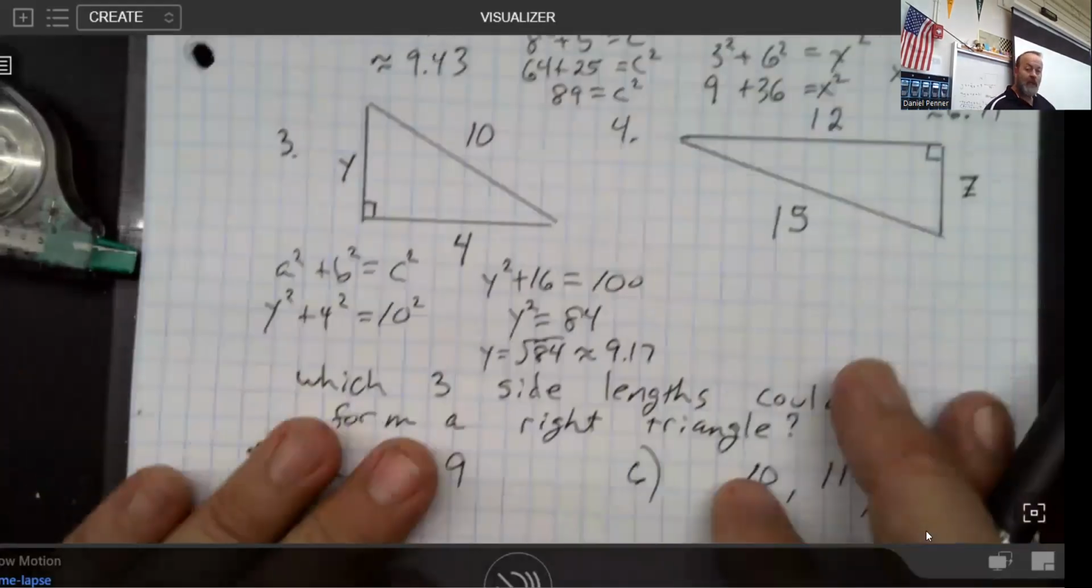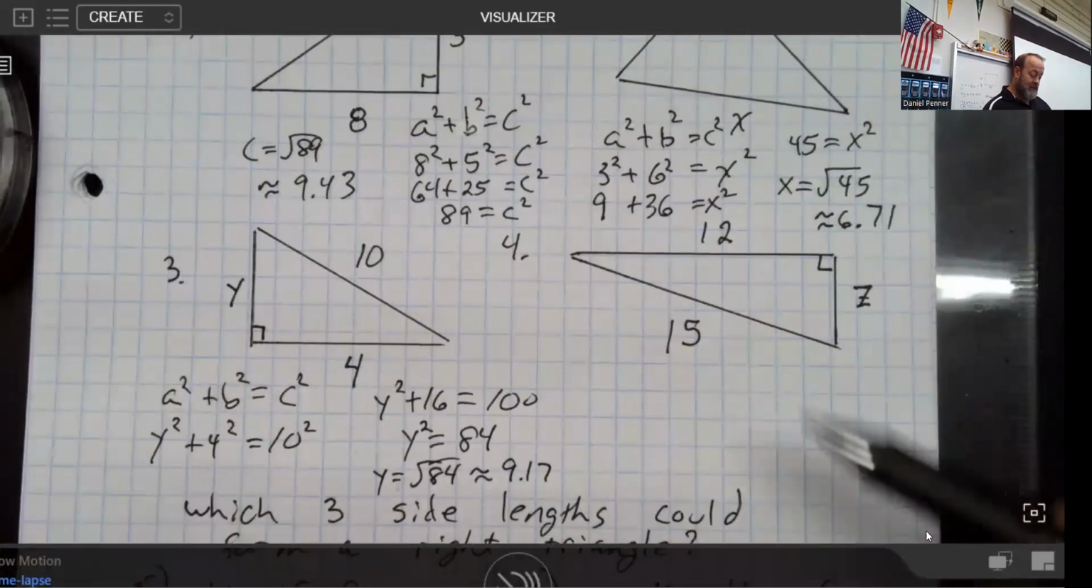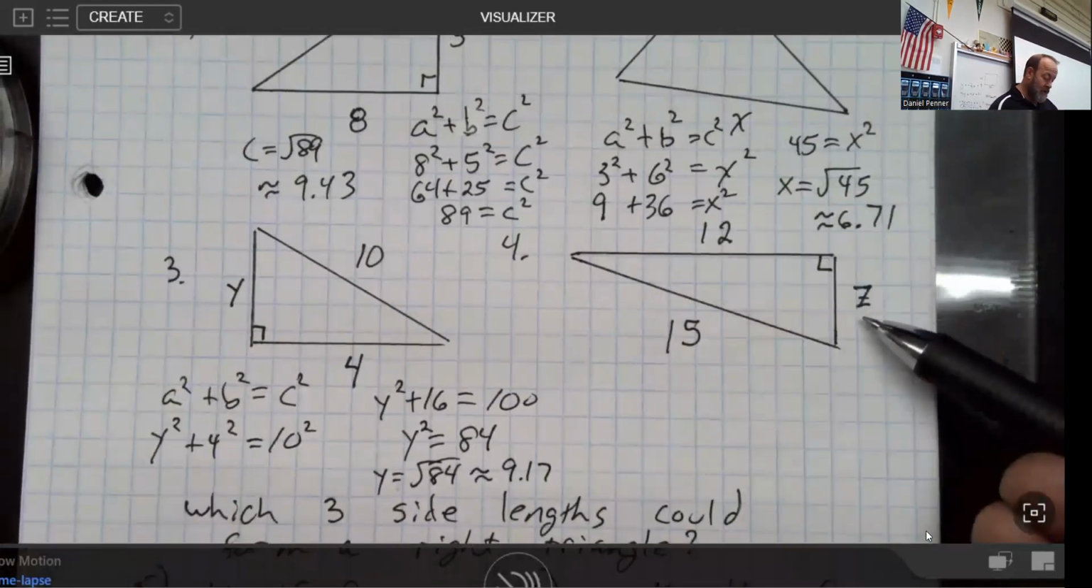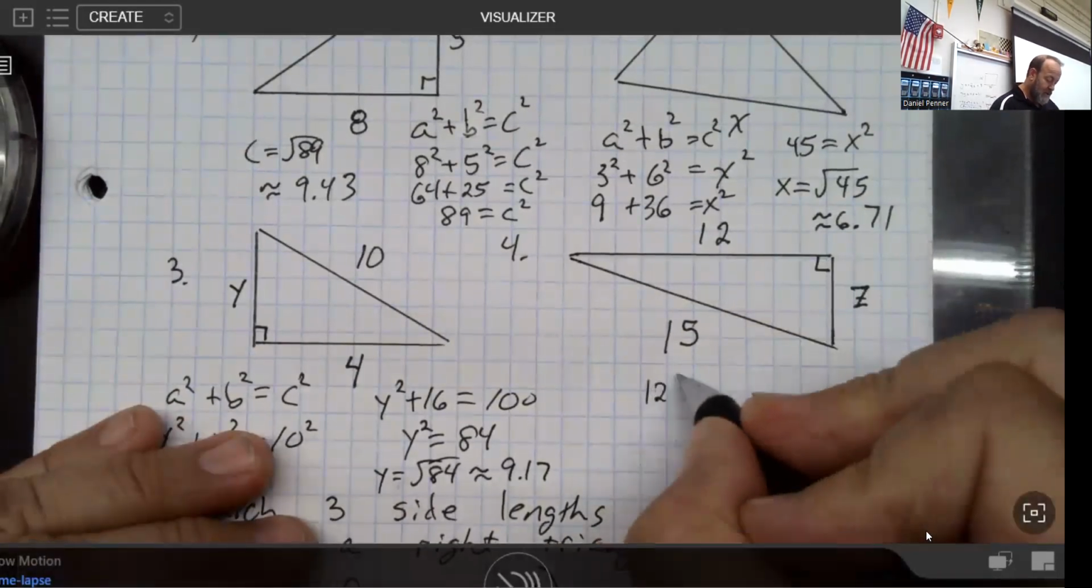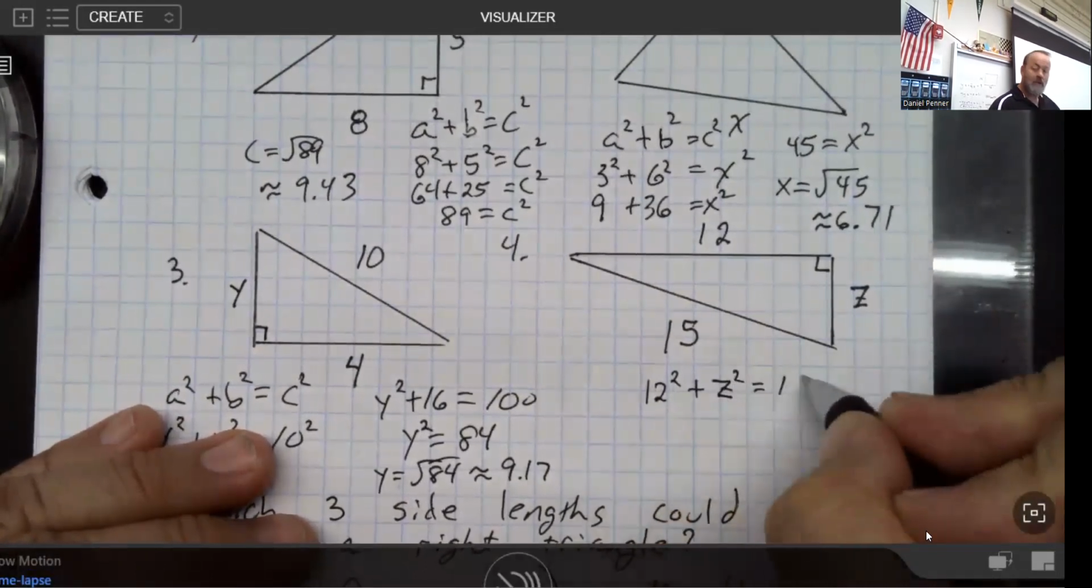Now this last one that I have, again, the legs would be 12 and z. They're the ones that are right next to the right angle. So again, leg squared plus leg squared equals hypotenuse squared.